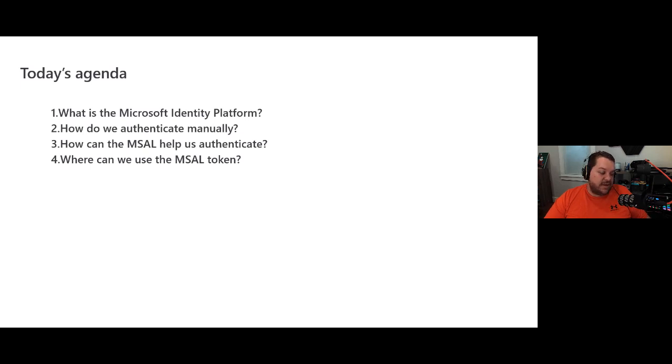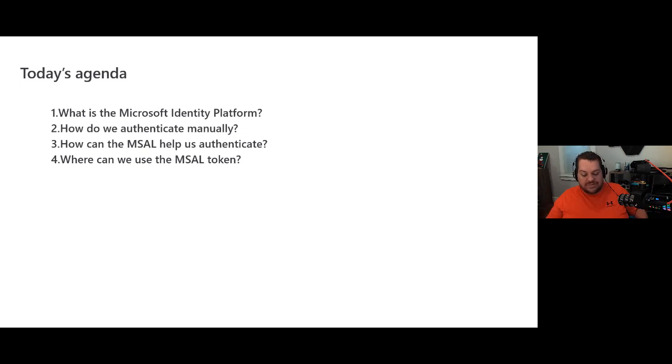After that, we'll talk about authenticating manually. We're going to use a web browser and Postman, and we are going to authenticate using that so that we understand the core components of authentication in Microsoft Identity Platform. And that's going to make it easier because then when we get to the Microsoft Authentication Library or MSAL, it's not such a mystery of how the MSAL works.